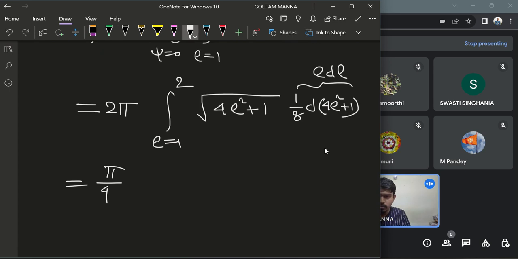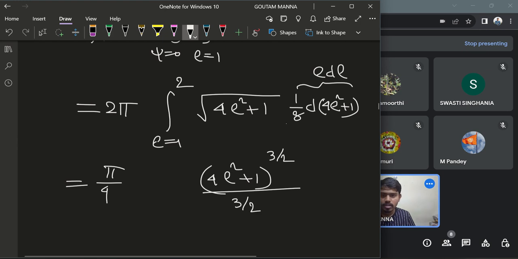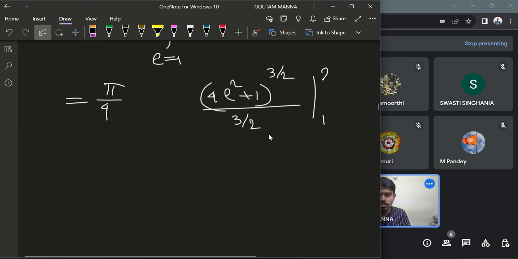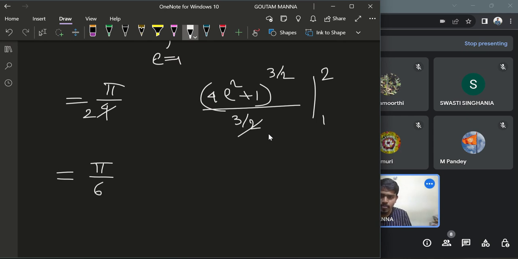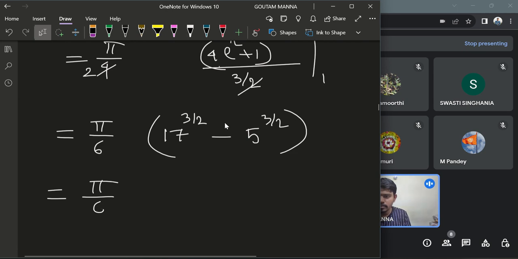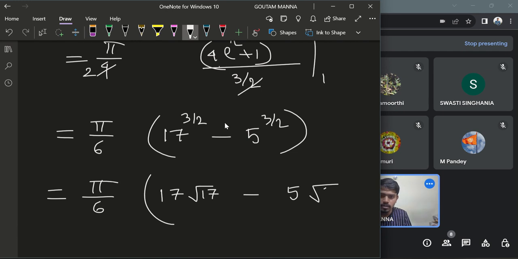Now the rho integration gives 4 rho square plus 1 to the power 3 by 2, divided by 3 by 2, with rho going from 1 to 2. The 4 cancels, and 2 and 3 multiply to give pi by 6. Putting in the upper limit, 4 times 2 square is 16, plus 1 is 17, so 17 to the power 3 by 2, minus the lower limit, 4 plus 1 is 5, so 5 to the power 3 by 2. So pi by 6 times 17 root 17 minus 5 root 5.